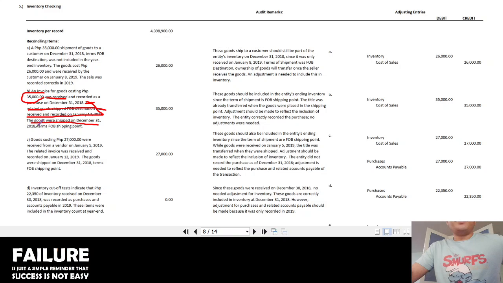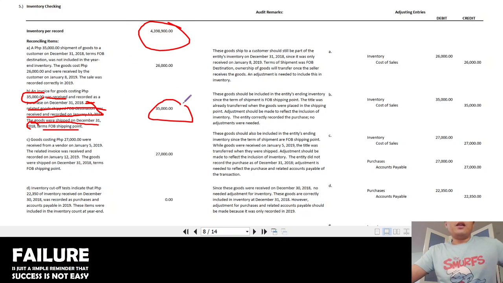The goods were shipped on December 31, 2018. Ang terms niya FOB shipping point. So again, nag-order tayo ng goods amounting to 35,000 recorded as purchase natin on December 31, 2018. Ang goods were shipped papunta sa atin, ang terms FOB shipping point on the same date, December 31, 2018. So, ang point is, although recorded siya natin as purchase, it was not recorded as inventory because hindi siya nasali sa inventory count natin. Why? Kasi yun nga, hindi pa natin to nakita na inventory. Kasi, nasa shipping point pa lang siya on December 31, 2018. So, although it was recorded sa purchase, hindi siya kasali sa inventory. Okay? So, we need to add it.